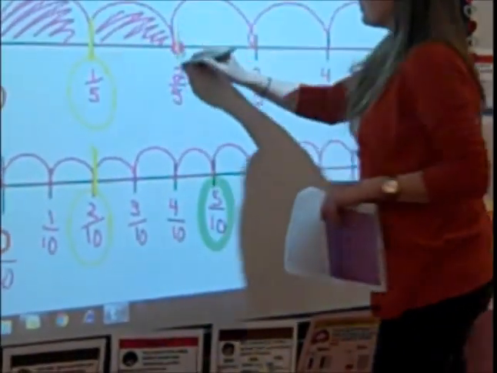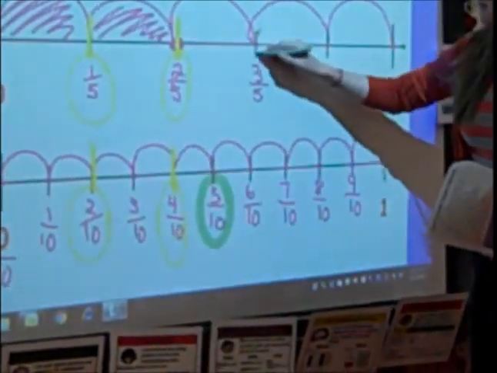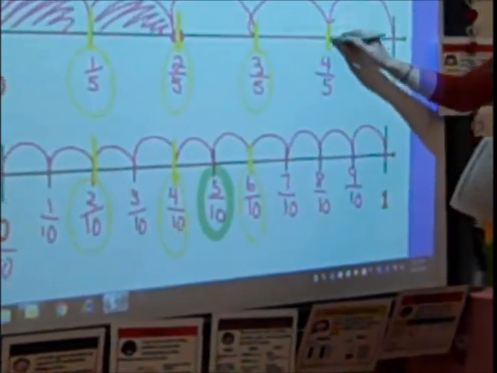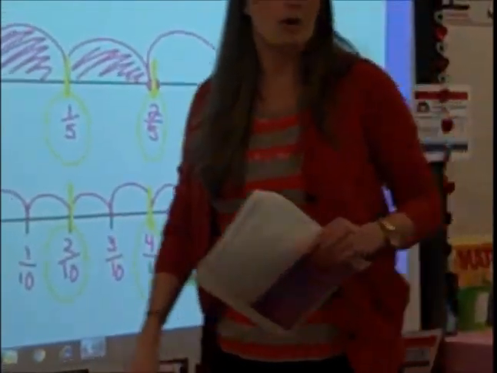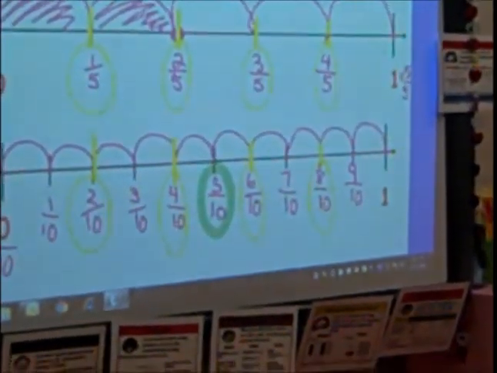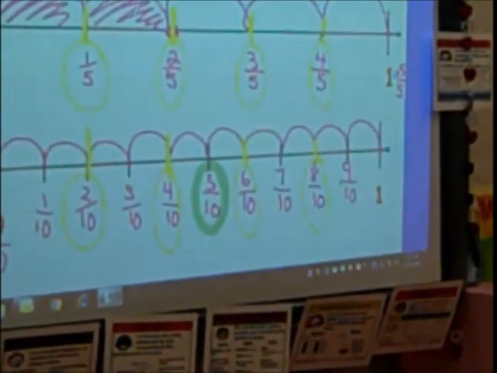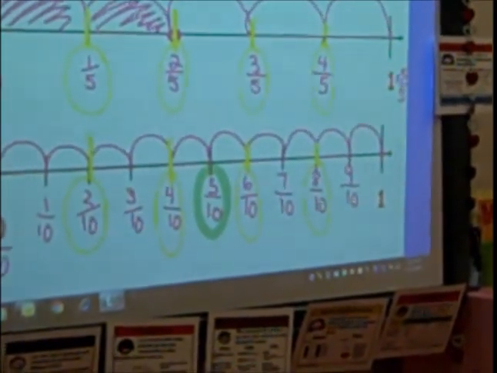Same thing here with 2/5 and 4 tenths. They share a spot on the number line. Same thing with 3/5 and 6 tenths. Same thing with 4/5 and 8 tenths. They share a spot, so they are equal. Are there any questions on that? We haven't gotten here yet. This is the next lesson. Good?